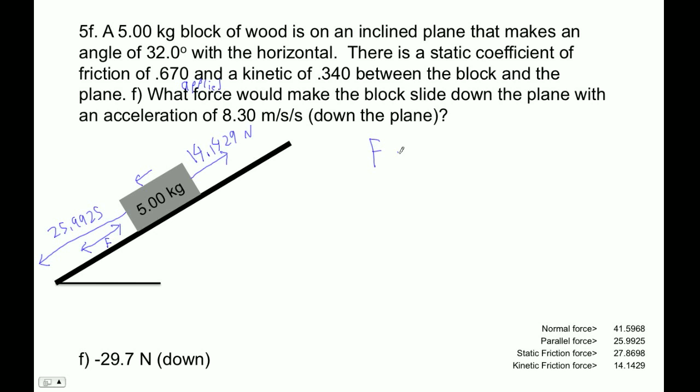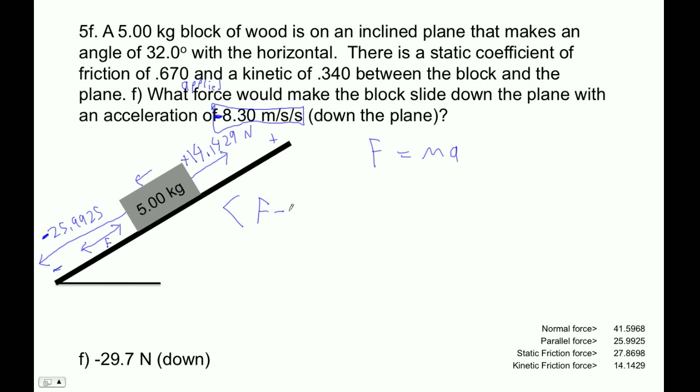So now we set up F equals ma. We want to accelerate down the plane, yes? So that makes this a negative acceleration. Notice it's given to us as a positive. We've got to be clever enough to make it negative. Okay, so here we go. Let's set this up. We've got the unknown force, and up the plane is positive, down the plane is negative, so that makes the parallel force negative. It's always negative. That makes our friction positive.